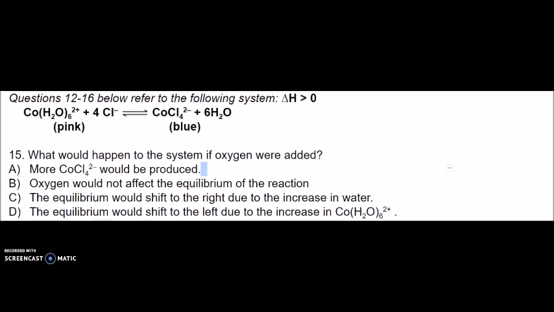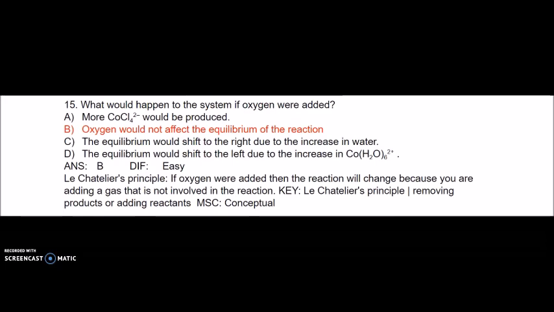Number 15. What would happen to the system if oxygen were added to it? Well, look at those answer choices of A through D. Pause the video, come back for a correct response. Well, the answer to number 15 is B. Oxygen would have no effect on the equilibrium of the reaction. And you're like, what's going on? Well, in Le Chatelier's principle, if you're adding a gas that is not involved in the reaction, it doesn't affect the equilibrium. Plain and simple.